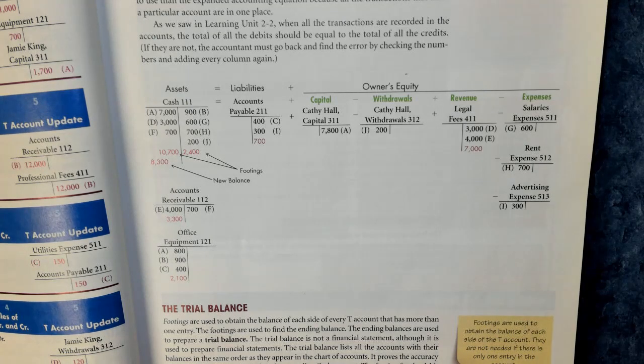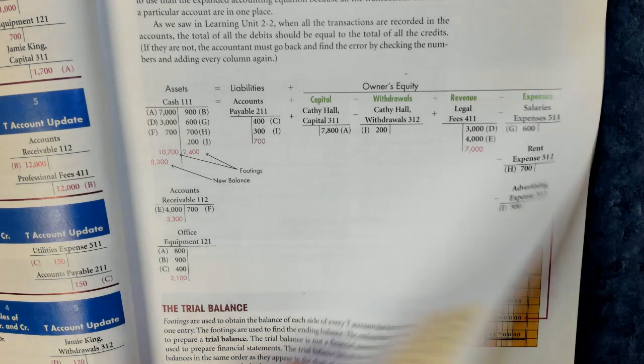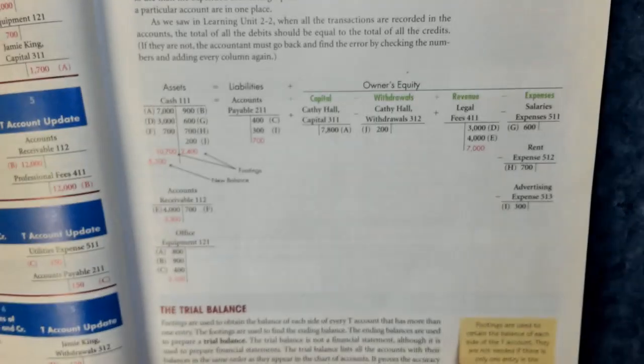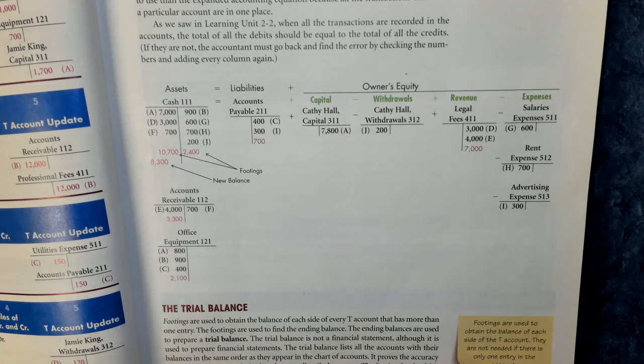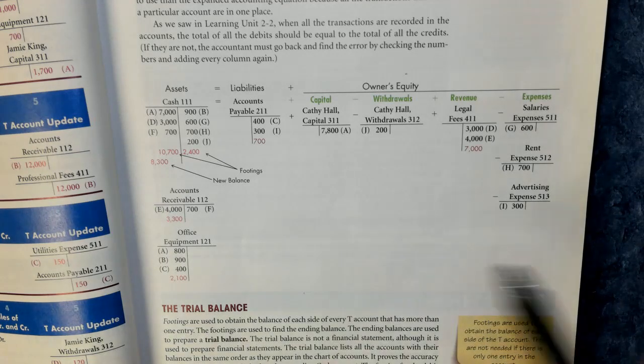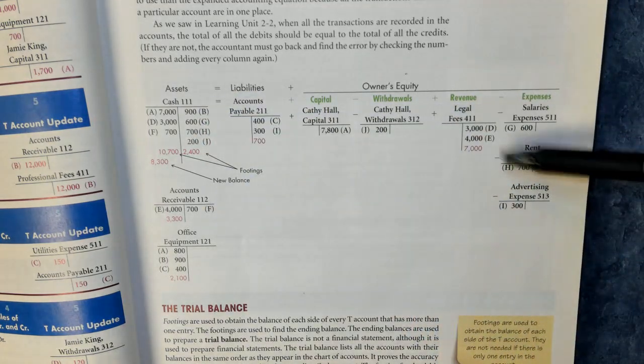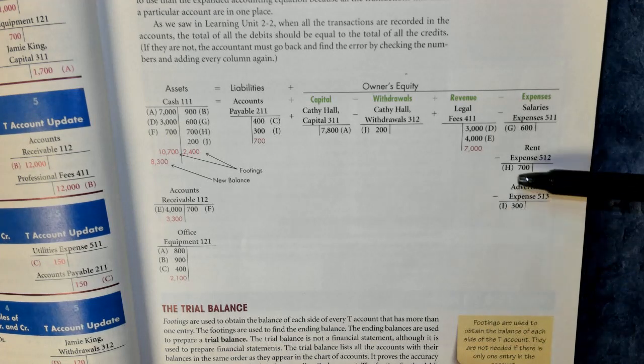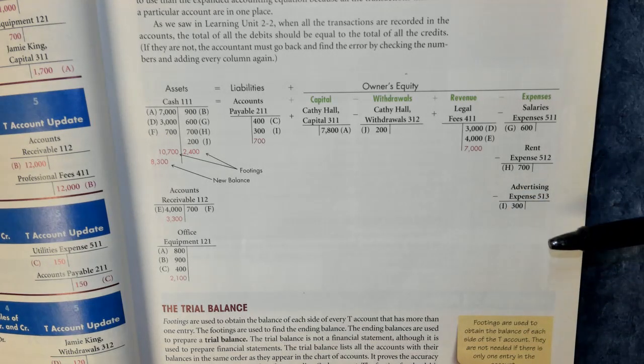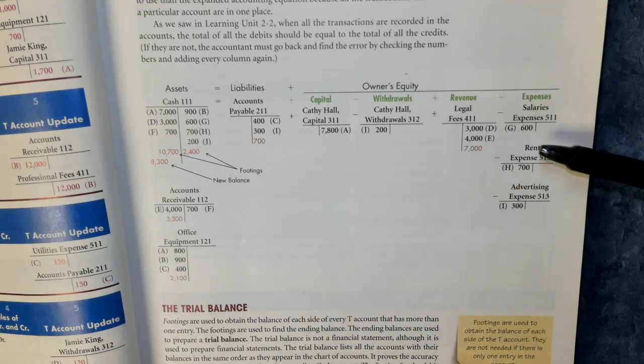Okay, so we are moving on to Unit 2-3, the trial balance and preparing financial statements. So this is page 51 in your textbook. So we are going to look at all of these different T accounts that we did in the last section. We made our T accounts. We figured out which side everything went on. Now we're going to start to total these things up.